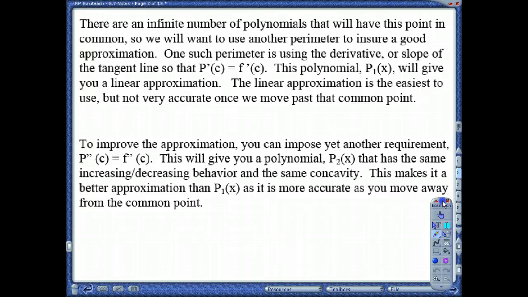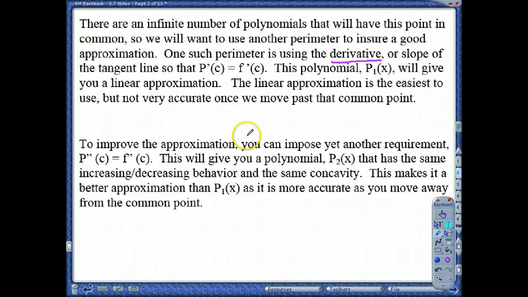Now, there are an infinite number of functions that we can use to approximate the original f of x, but we want to make sure that it's a good approximation. So in order to be a good approximation, we need to use other factors in common. Well, we're in calculus, so derivatives seem like a good thing to do. Now remember, the derivative is the slope of the tangent line, so that first derivative is going to give us a linear approximation. And we all know that a linear approximation is pretty good. It's an easy function to use, but it's not as accurate as you move away from that point they have in common. It will be really good at c, but a little bit farther to the right or a little bit farther to the left, and that approximation is not good.